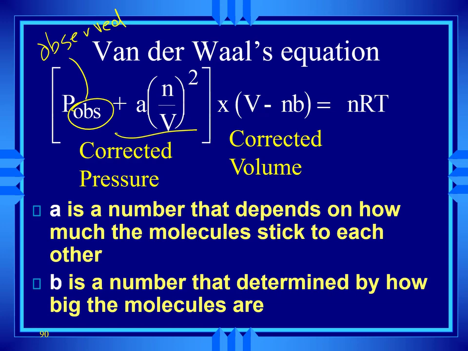And b is a number that's determined by how big the molecules are. So I've got the volume of my container, and I have to subtract away how big the molecules are and how many of them I have. Okay? Now a and b are numbers you just look up.